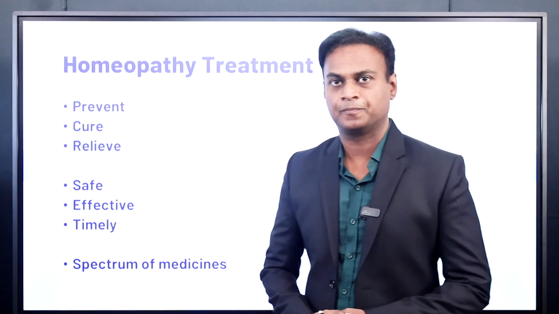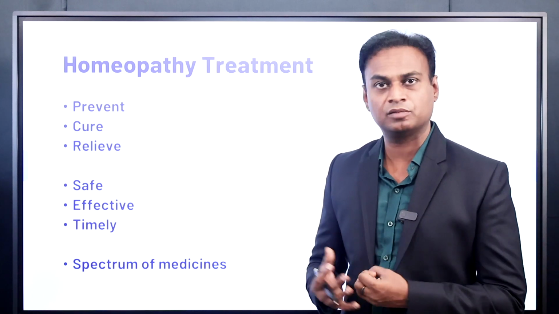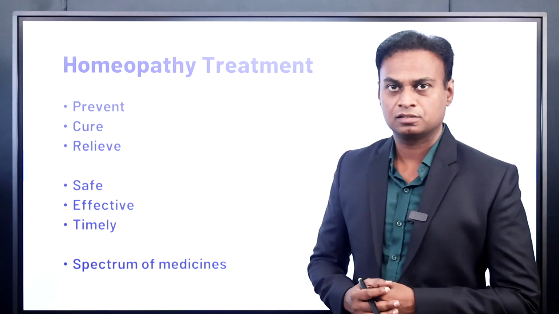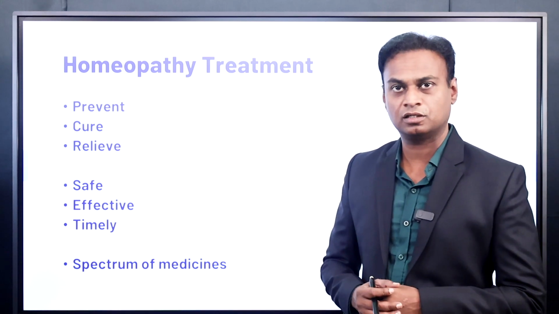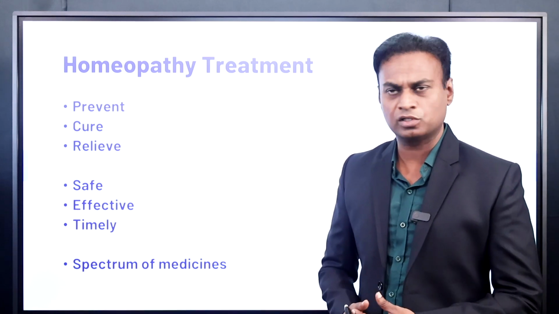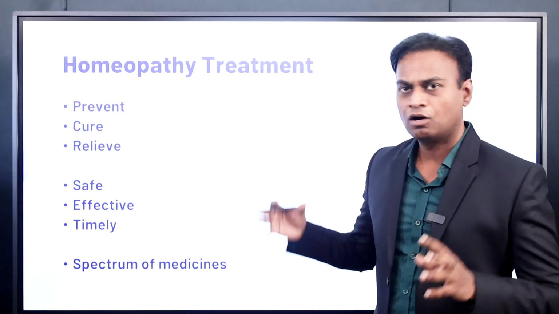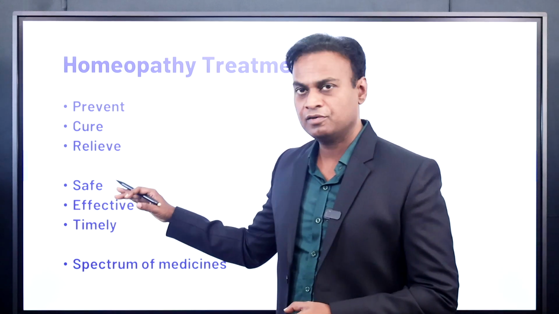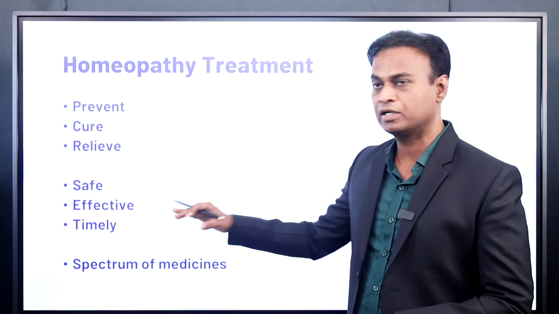Now coming to homeopathy. Homeopathy can prevent dysfunctional mitochondria in kids, and if there is dysfunctional mitochondria, it can also cure it, and if it is not able to cure completely, it can improve the mitochondria to a greater extent. All this can be done safely. What I mean by safe here is without any side effects, and effectively.